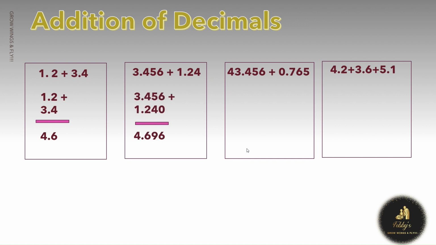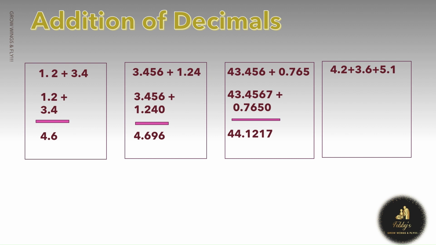Let's have a look at the second question. Did you notice something here? One of the numbers has 3 digits after the decimal point and the other has only 2. Remember? When we put the numbers in column method, the decimal point has to be one above the other. But as there is 1 digit less in the second number, we will put a 0 at the end to make it proper. Once we do that, we can add normally using the column method.